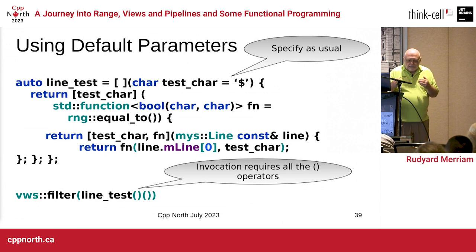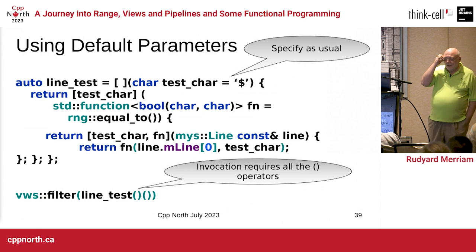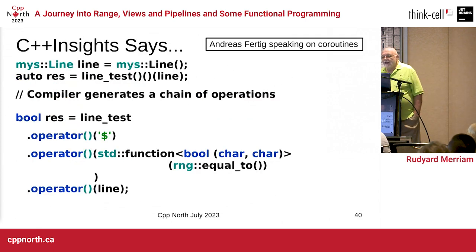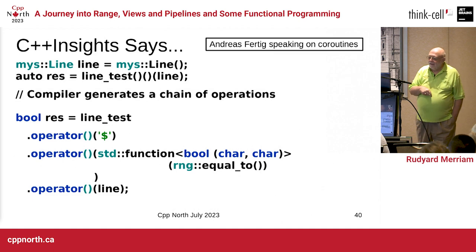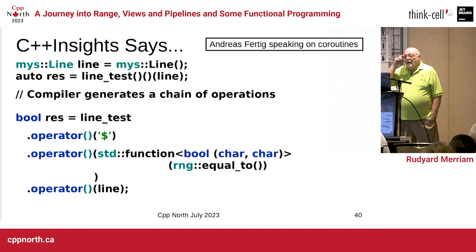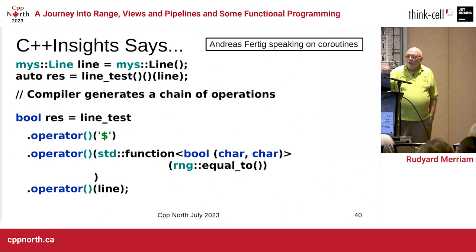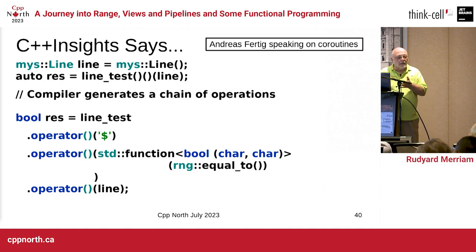So even though you're using the defaults, the parentheses have to be there for the two outer lambda functions. I get into these, and I'm kind of scratching my head about what this thing is actually doing. So I used C++ Insights. Andreas is the originator of C++ Insights, and he's talking at the conference. I created two code lines: one just to create a line, and one to invoke test line with the default parameters and pass in line, invoking this directly, not through filter. And we want the results to go into a variable res.